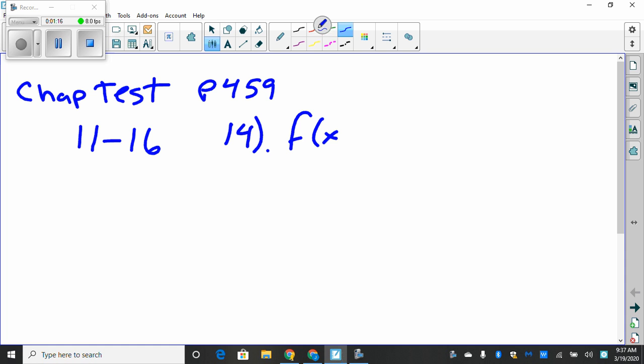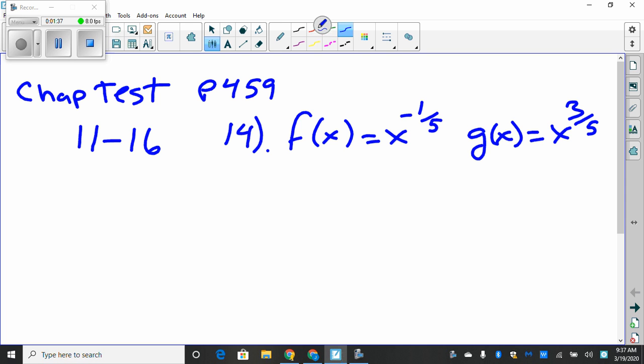where you have f of x is equal to x to the negative 1/5. See how that has an odd root here? So far that's no problem. And g of x is x to the 3/5. It also has an odd root, so there's no problem initially here. The problem asked you to do f over g, so to divide those two functions. So what would we do? We would take f, which is this, over g, which is this.